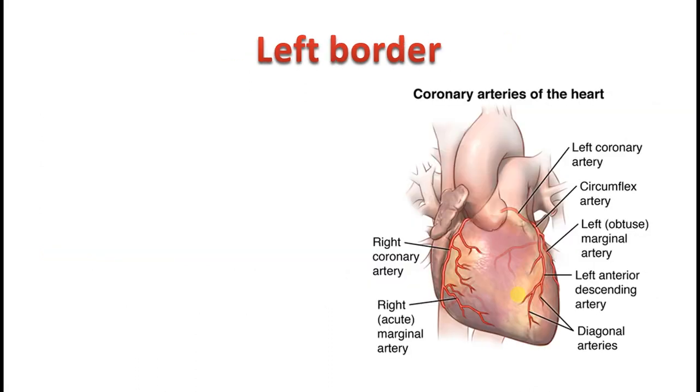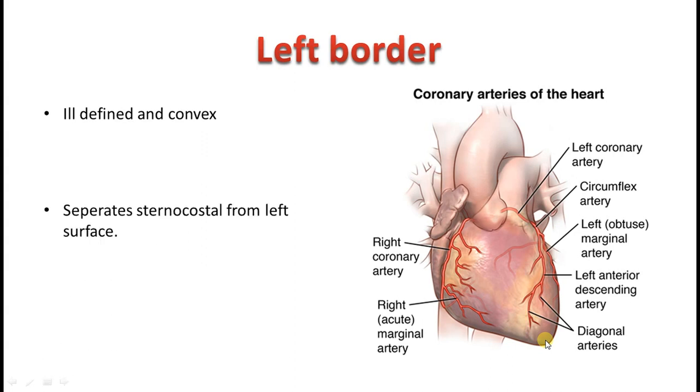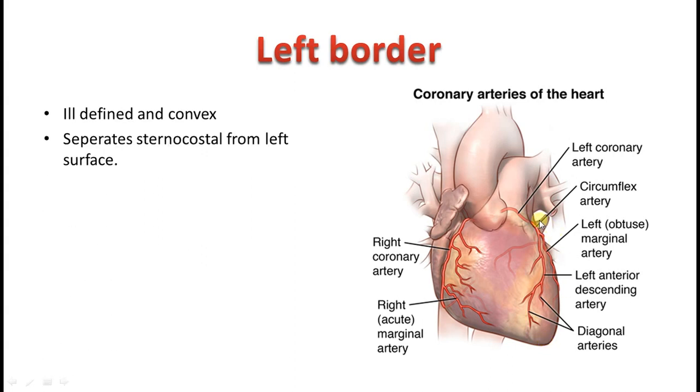Next, coming to the left border. It is an ill-defined border, extending from the left auricle to the apex of the heart. It separates the sternocostal surface from the left surface.